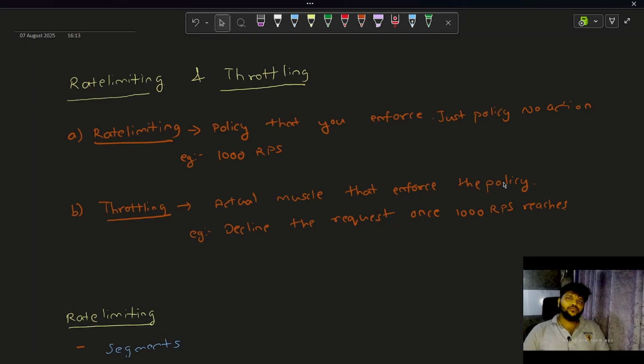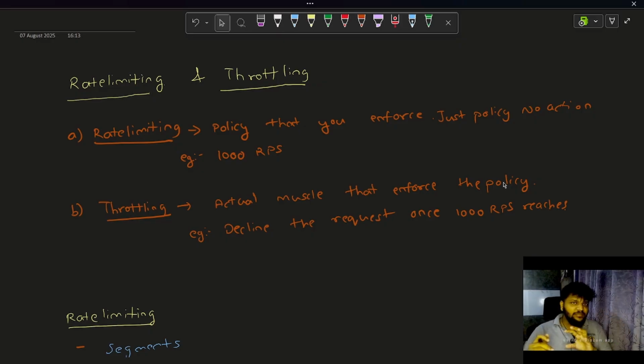There would be only two videos. In the first video we would be discussing rate limiting, and in the second we would be discussing throttling. First, the difference between rate limiting and throttling at a high level, and then a deep dive into the different algorithms in rate limiting. In the next video we would be discussing the throttling part.